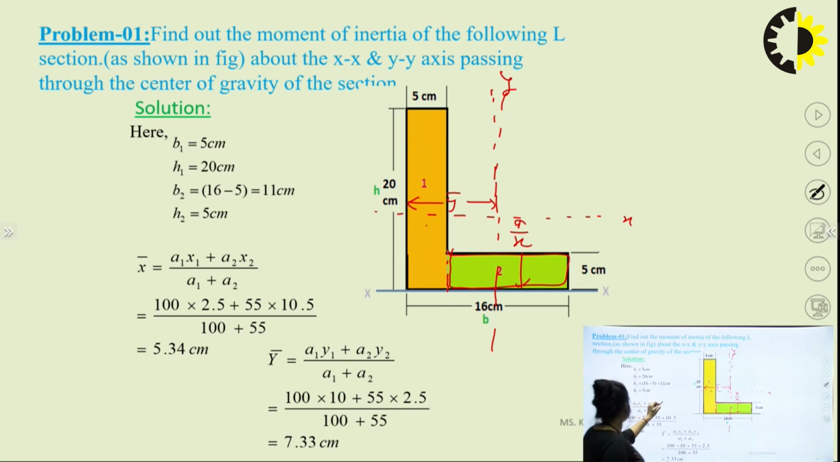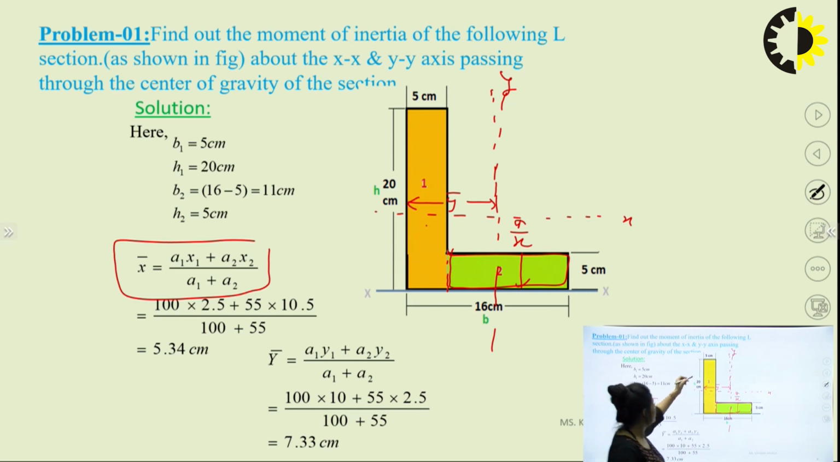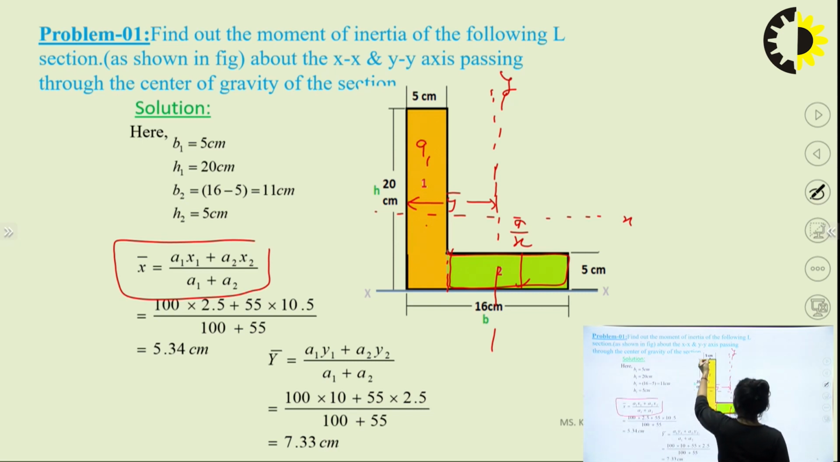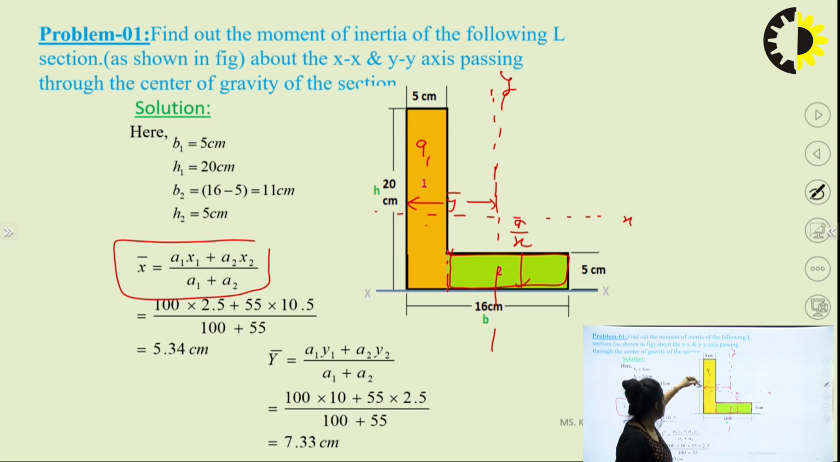I can find the centroid by the formula, that is A1x1 plus A2x2 divided by the total area. In our previous lecture we discussed how it comes. Put in all these values. A1 is what? The area of that particular section, that is 5 into 20. Here 20 is the base and 5 is the width, so 5 into 20 is the area.